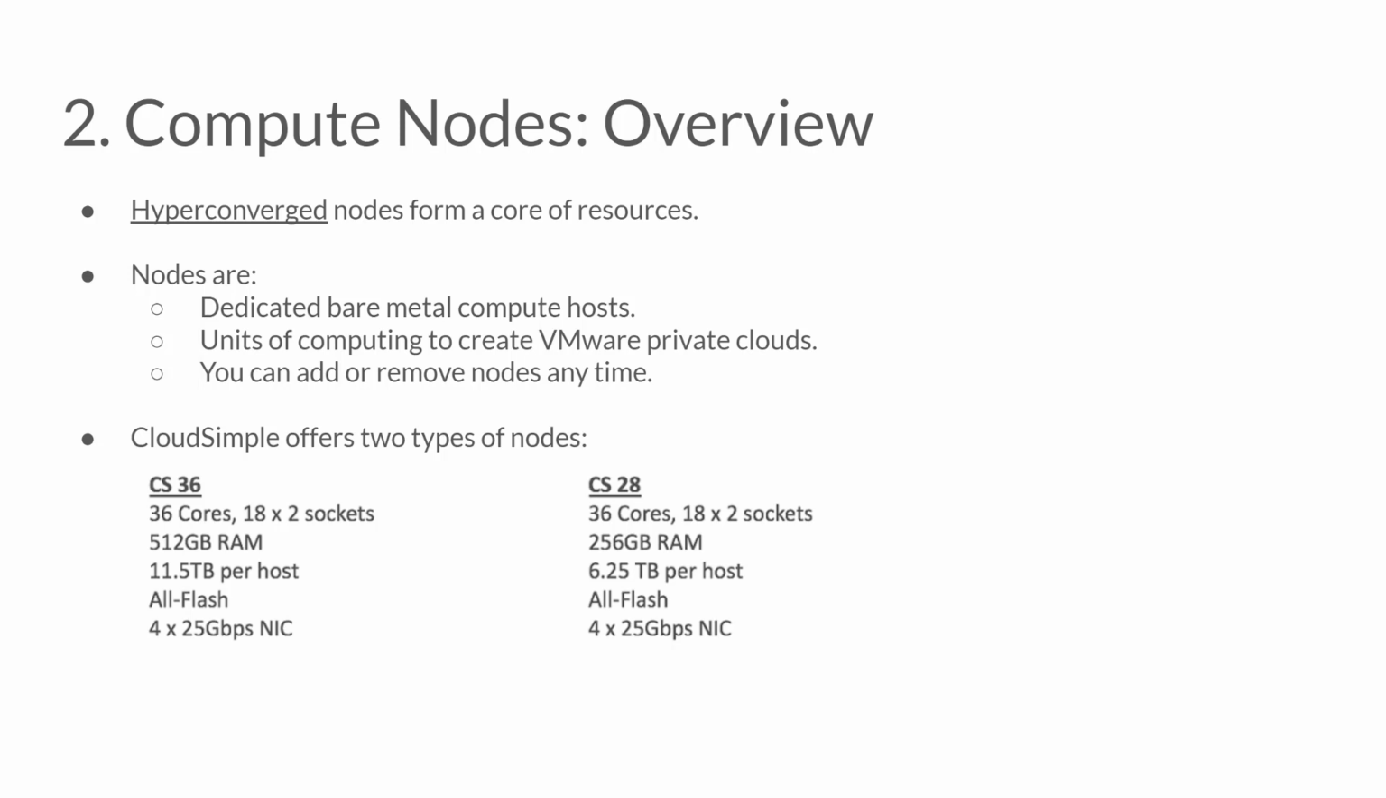CloudSimple offers 2 kinds of nodes, CS28 or CS36. The numbers 28 and 36 stand for the number of cores that the node has. CS28 is useful when running workloads that are licensing constrained, such as databases. CS36 provides maximum compute and memory capacity, and therefore it is a good choice for memory and CPU-intensive workloads.